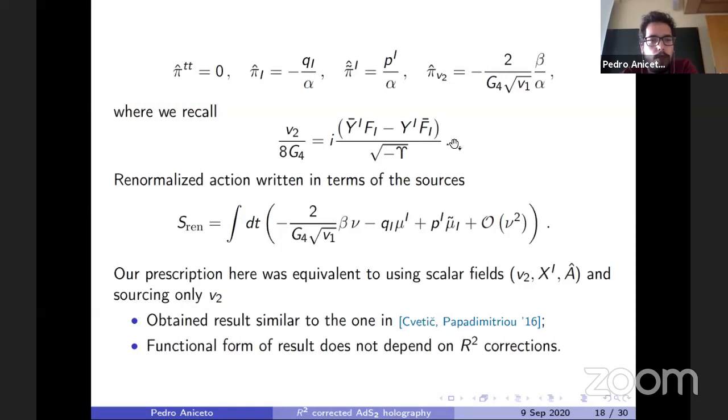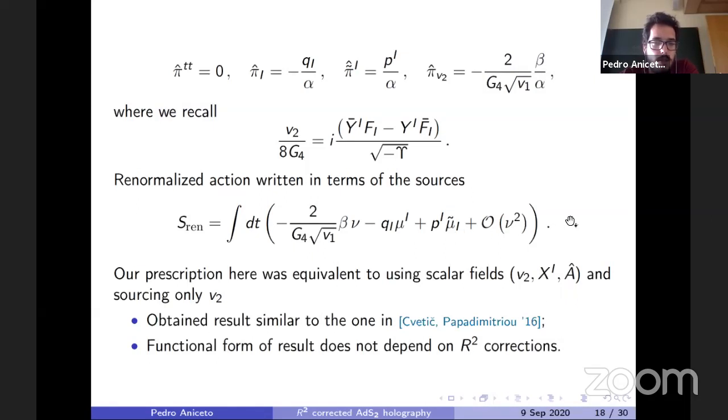And so the renormalized action can also be written in terms of the sources, and it's just given by this very simple expression, where you should note that we will always be working at zero order in nu. So that's why I'm not really worrying about the back reaction effects. I'm just using it to generate the dual momenta, the dual operator to V2. Some key takeaways here are that this prescription that we just used would have been equivalent to using just the scalar fields as V2, Xi, and A hat, and sourcing only the V2 again.